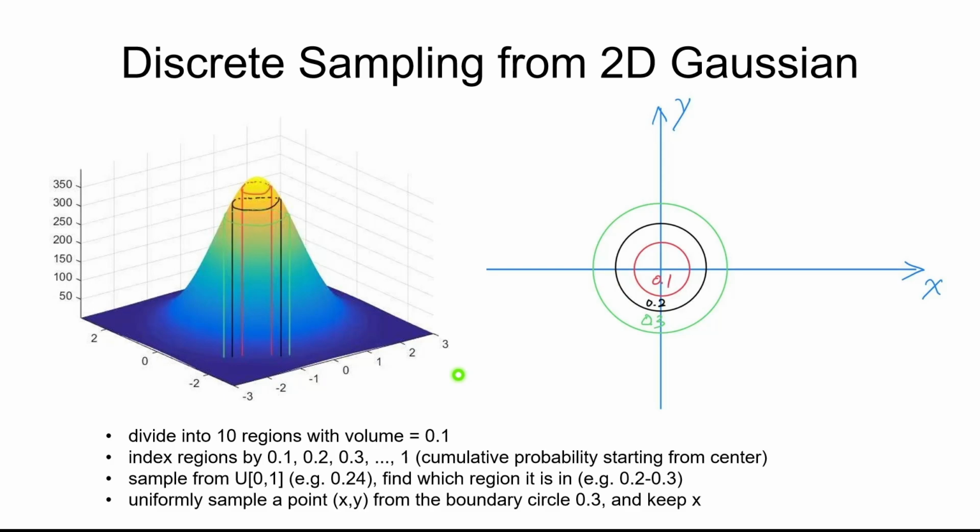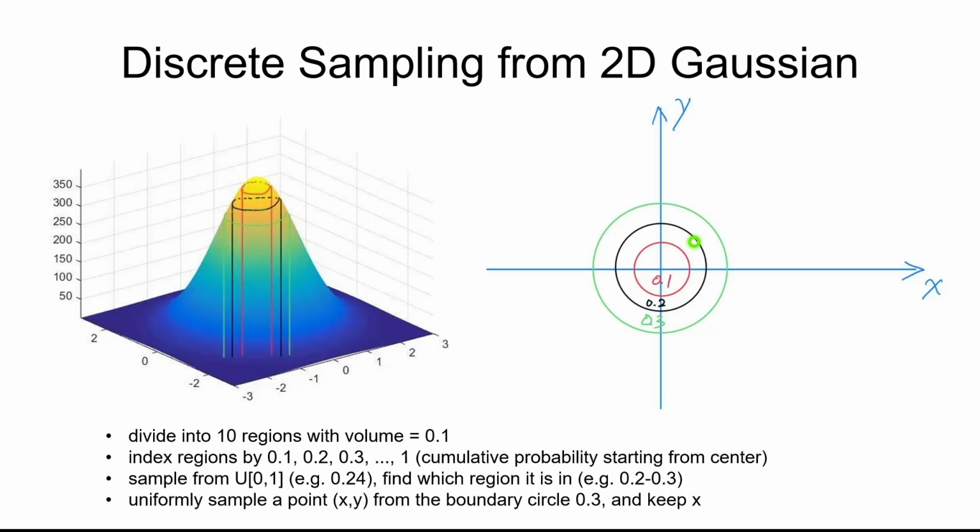And we can get these 10 boundaries because we have 10 regions. So we can index these boundaries of regions by 0.1, 0.2, 0.3, all the way to 1. So these are basically cumulative probabilities starting from the center. So we have these 10 boundaries. Basically, it's 10 circles if we see that from the top view. Okay, so now we want to select one region out of these 10 regions.